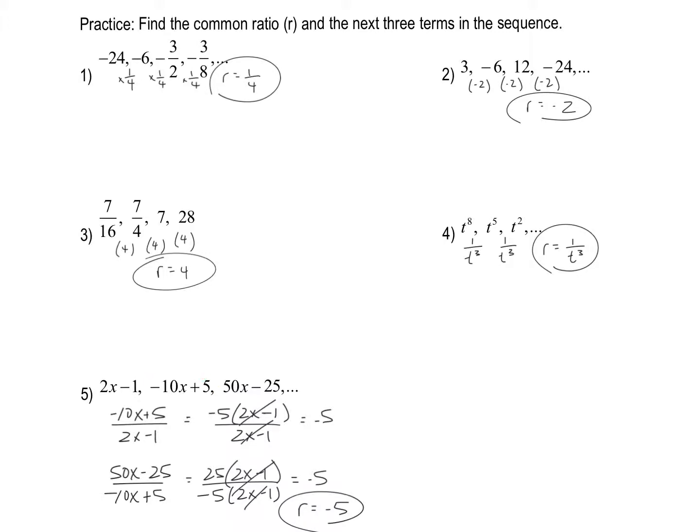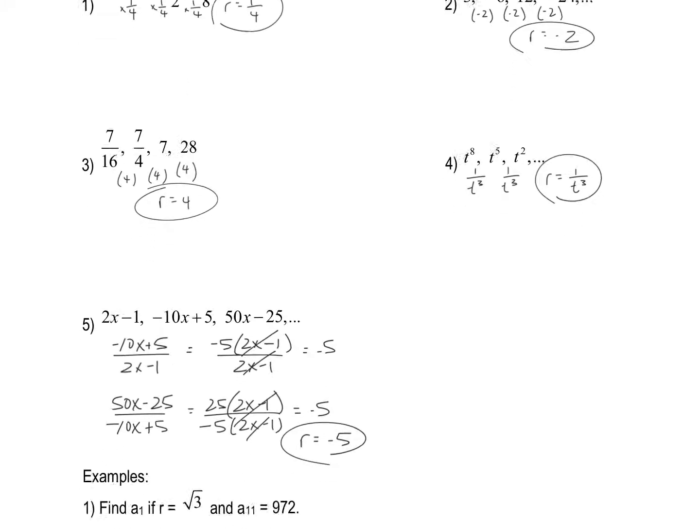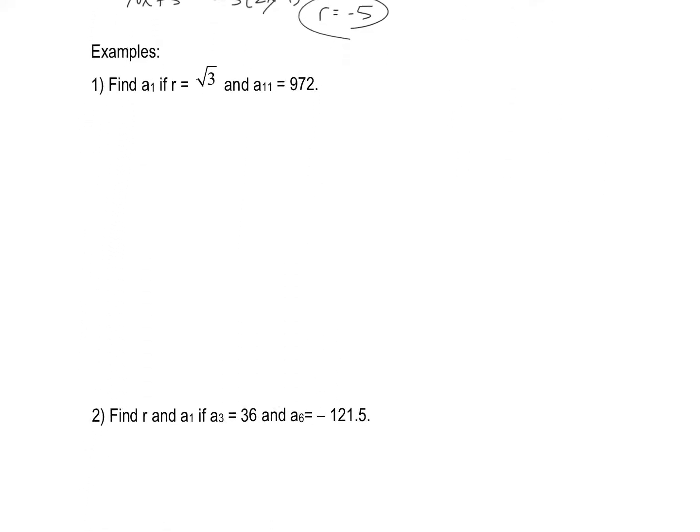You can take the previous term and divide it by, or a term number and divide it by the previous term. That'll work for you. So in that case, stuff factored and canceled here and I still got -5, and that is why my ratio there was -5. All right, let's move on. That's just practice finding the r. So let's try using the formula.